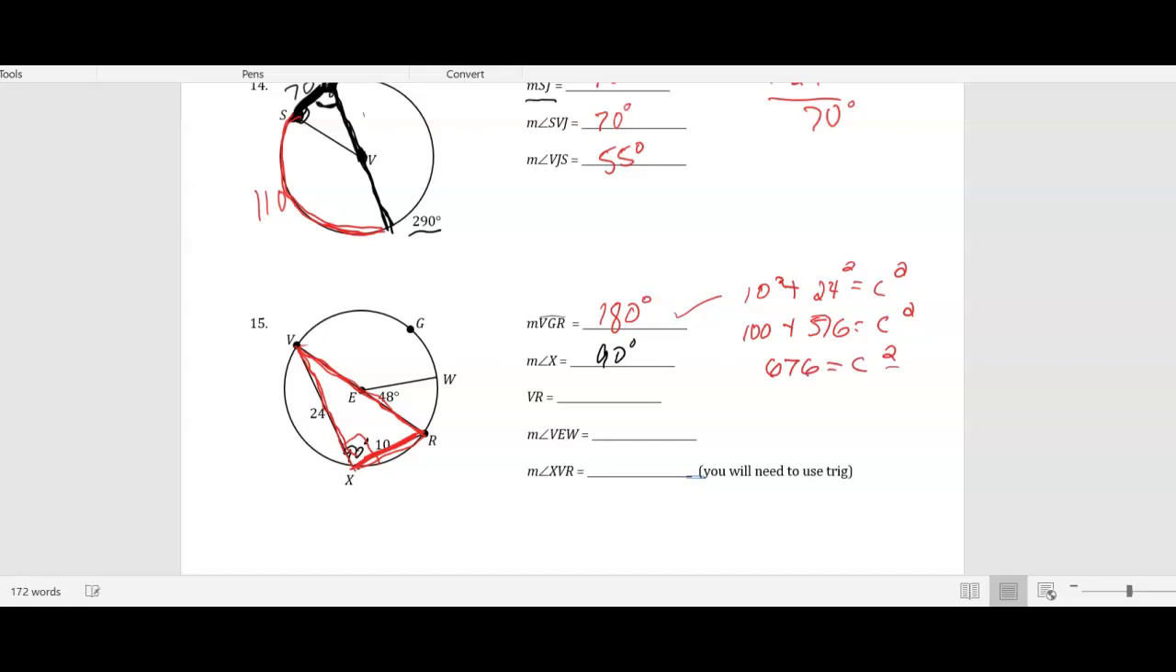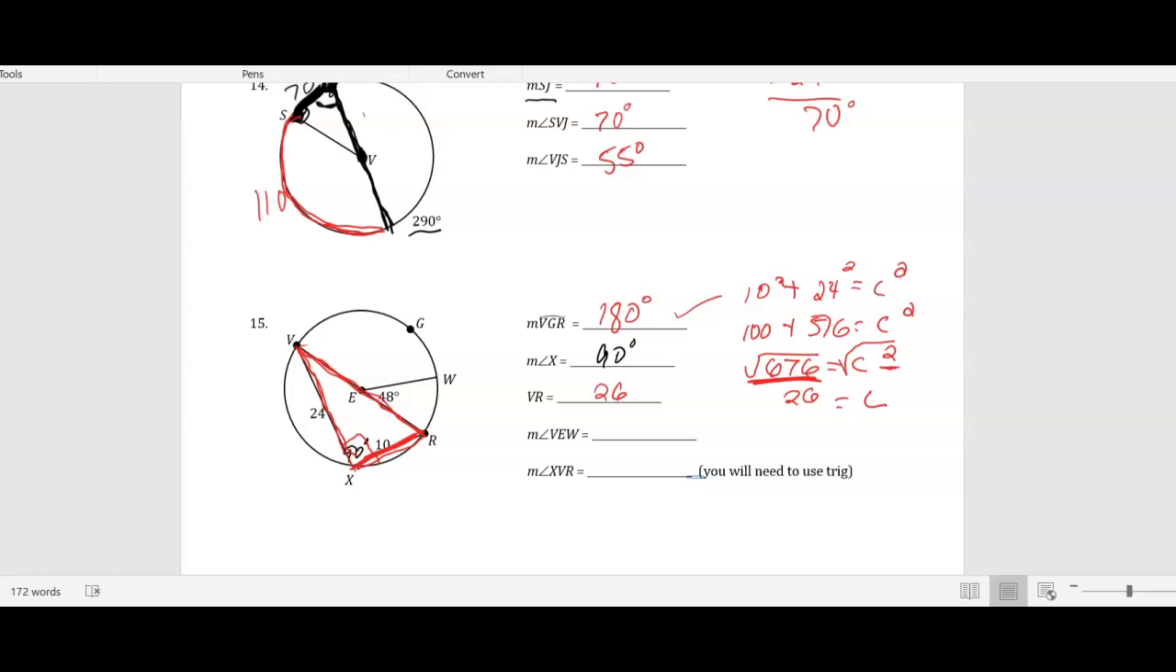We would then know to get rid of this little squared term. That's when we use our square root. So we would go ahead and take the square root of both sides, and we would get c equals... Doesn't look promising. Throw that into your calculator. However, it actually is a nice number, 26. So the length of VR would be 26.